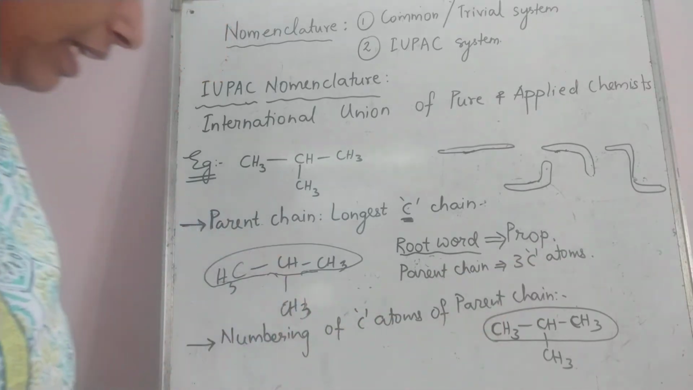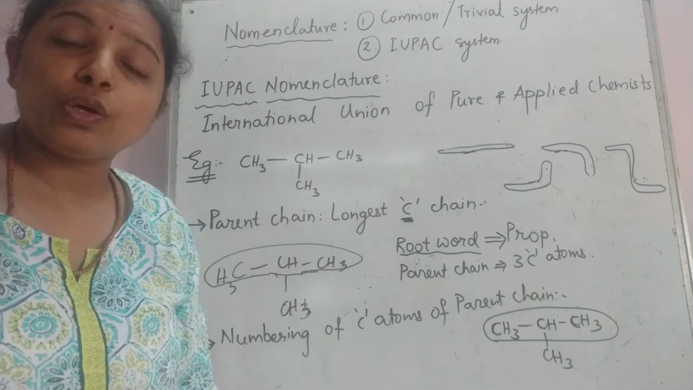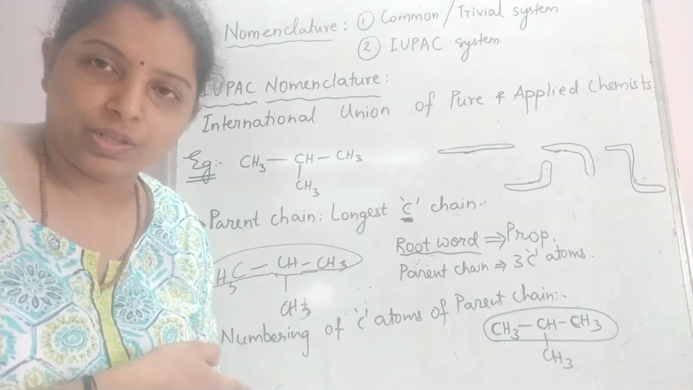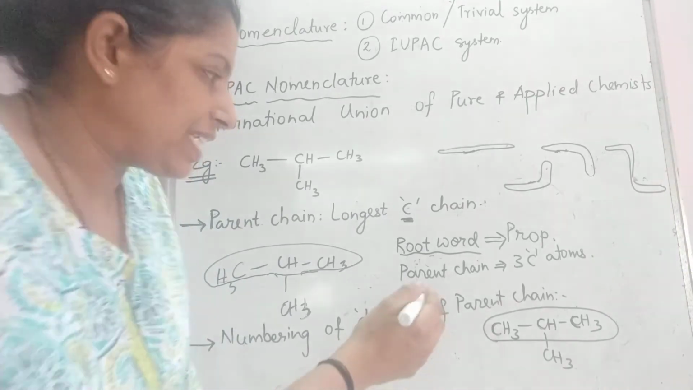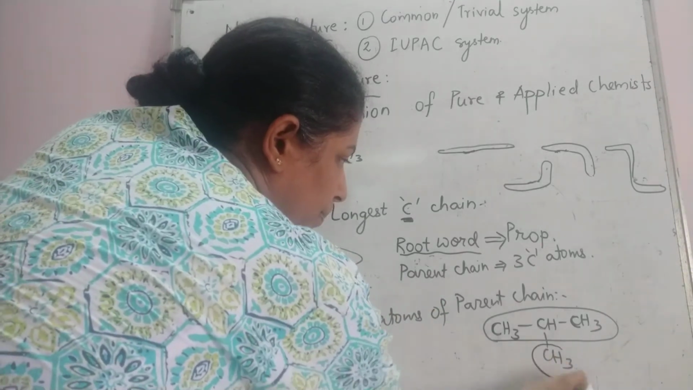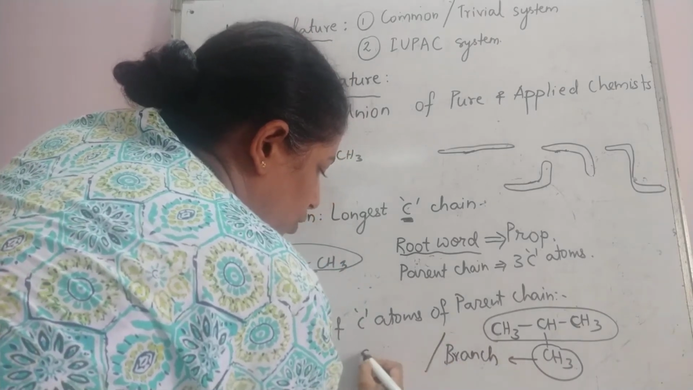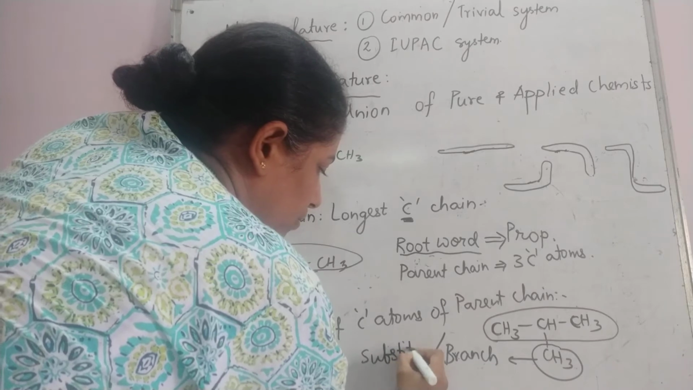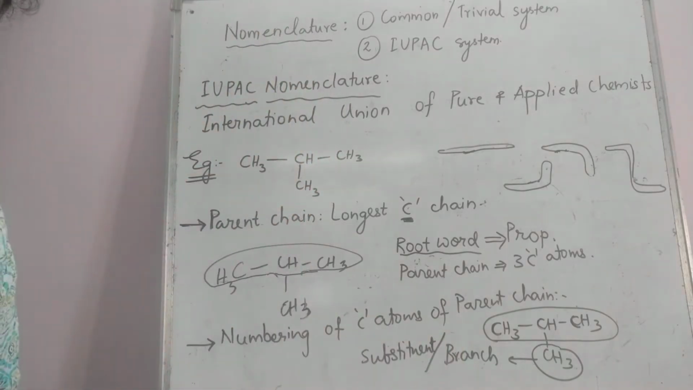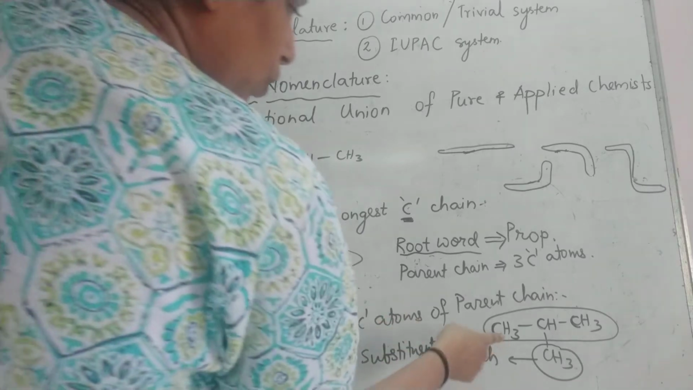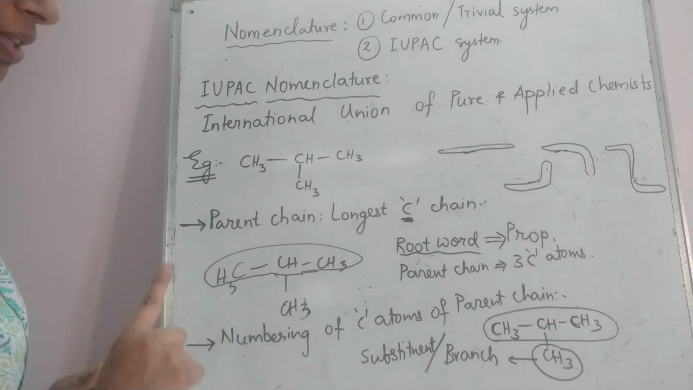Now how will we decide this? The numbering should begin from that end which is closest to the branch. Now what is this branch? Whatever is coming out of the parent chain is called a branch, or it is also called a substituent. So you have to number from that end which is closest to the branch.